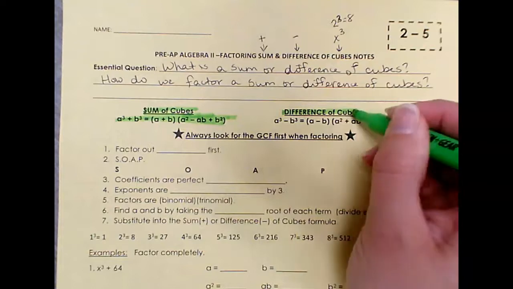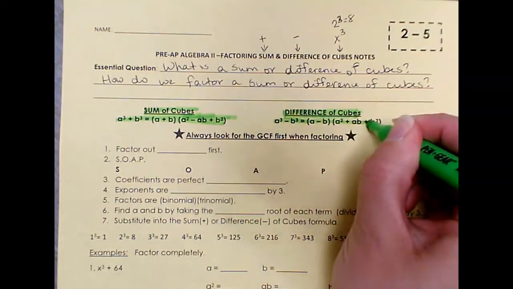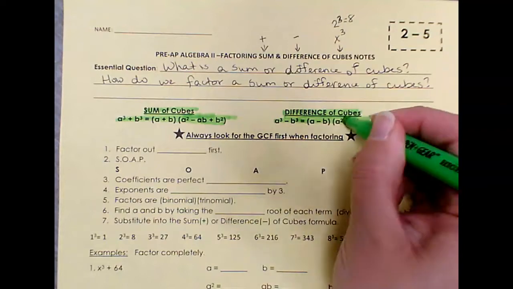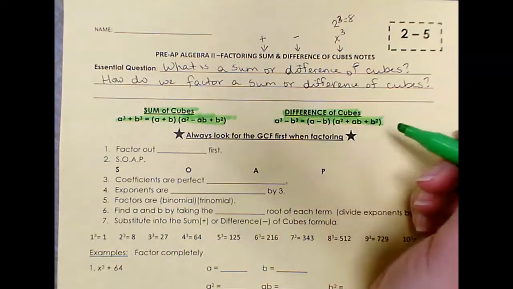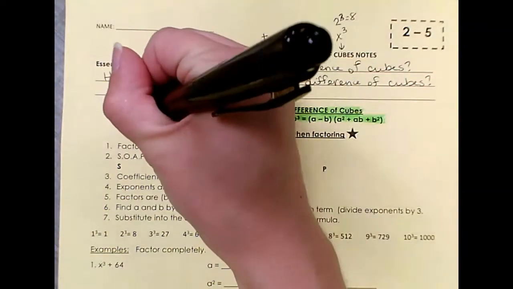These are things that you would find on an Algebra 2 formula chart. These formulas are found on the formula charts. However, it is a good idea to have these memorized, and there's an easy way to memorize them. I'll show you how to do that in a second. But the sum of cubes and the difference of cubes look like this.